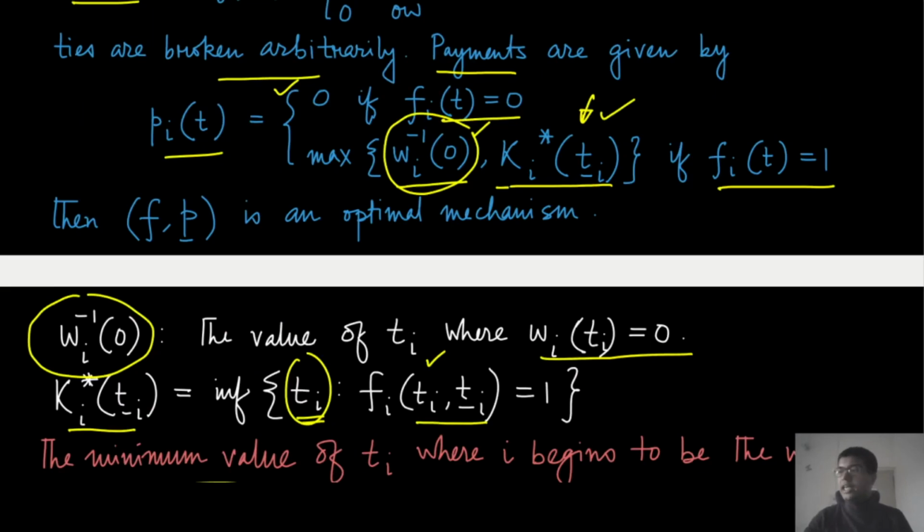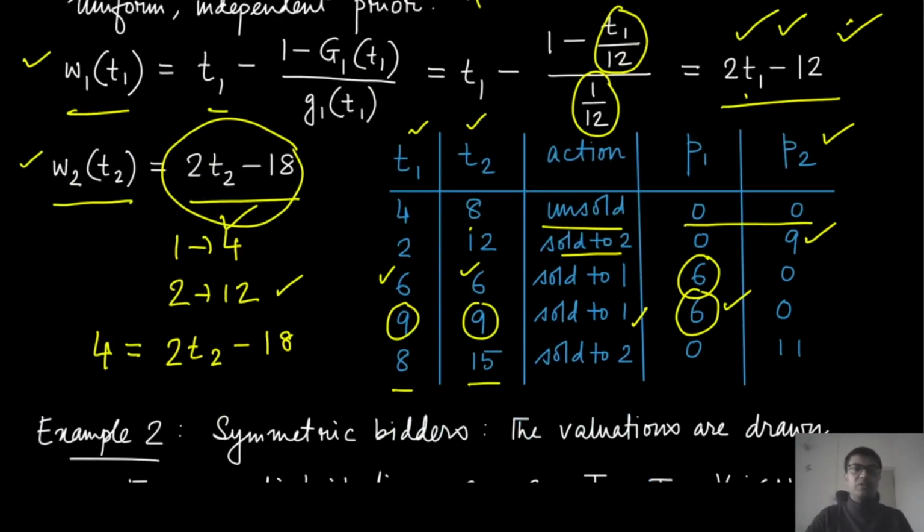So ki star of t minus i kicks in. This is the minimum value of ti at which the player starts becoming the winner. If you solve this, it is going to be t2 equal to 11, and that is the amount that player 2 should pay. And that is going to make this mechanism the optimal mechanism.